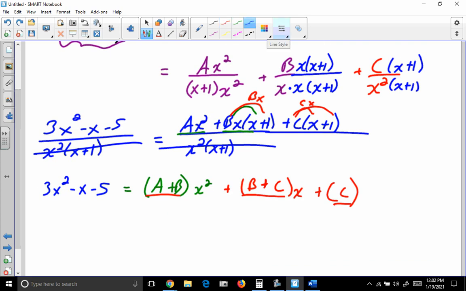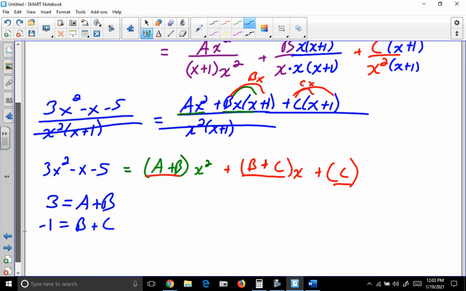So we can relate these. A plus b has to be related to how many x squareds we have on the other side. B has to equal 3. B plus c has to be related to how many x's to the first we have on the other side. So negative 1 has to equal b plus c. And then our constant on the right and our constant on the left have to be the same. That means c is negative 5.